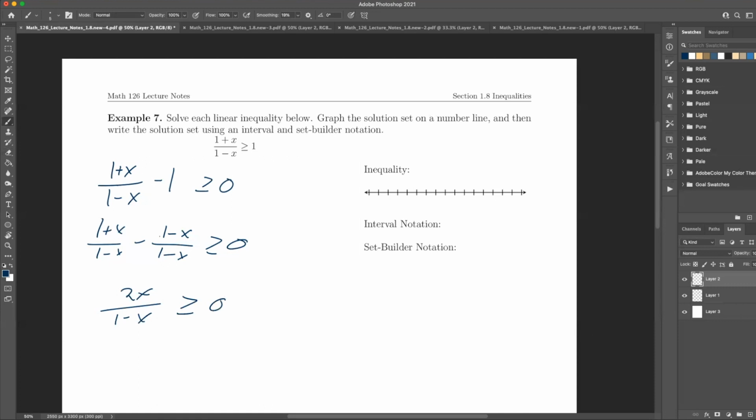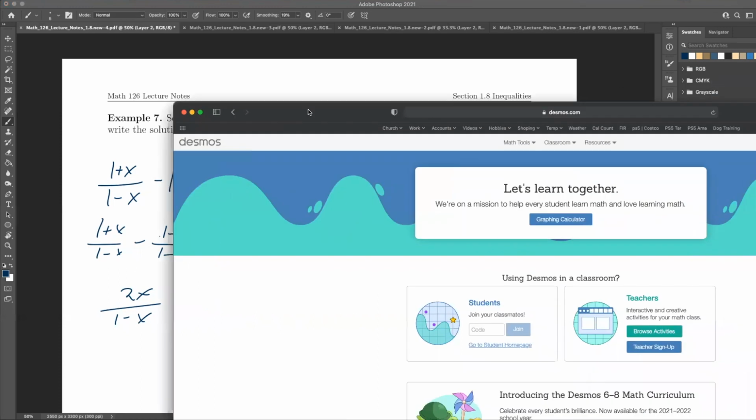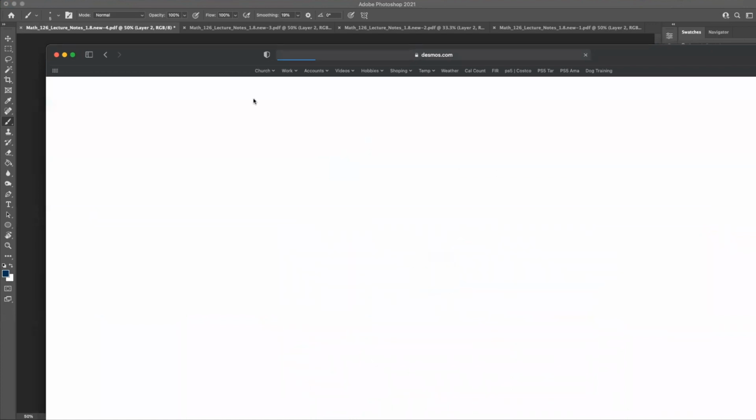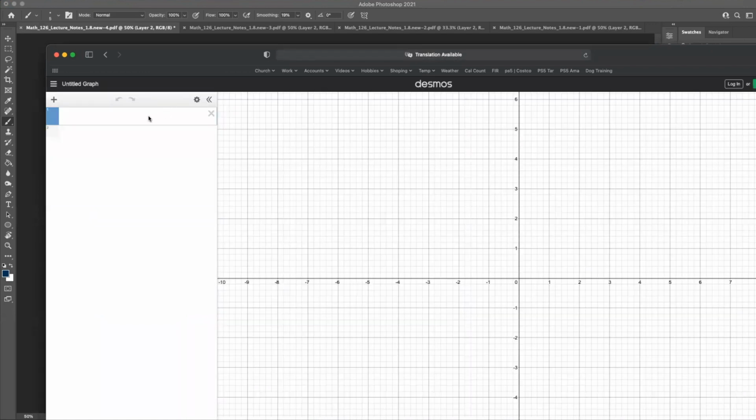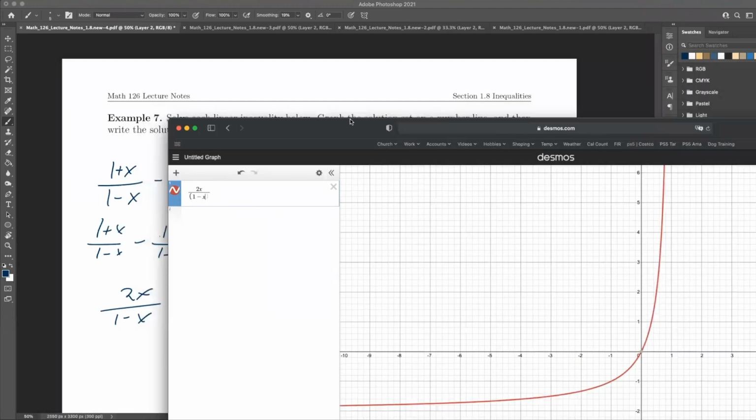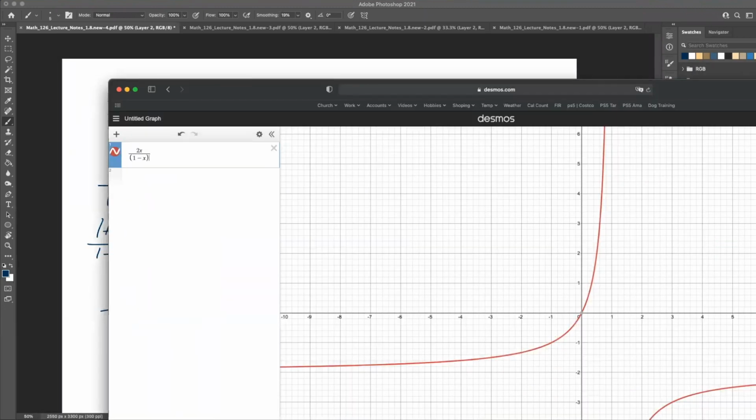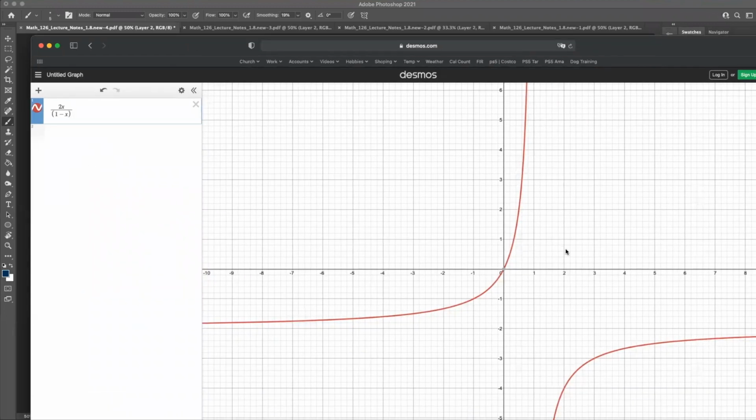For this, I would not be upset at all if you did the following, and the following is graphing it. Our graphing calculator for this class is going to be Desmos. I don't know if you've ever used it before. It's free. It works well. What we're going to graph here is 2x divided by 1 minus x. Sorry, no, 1 minus x. I had it right. So here's our little calculator.